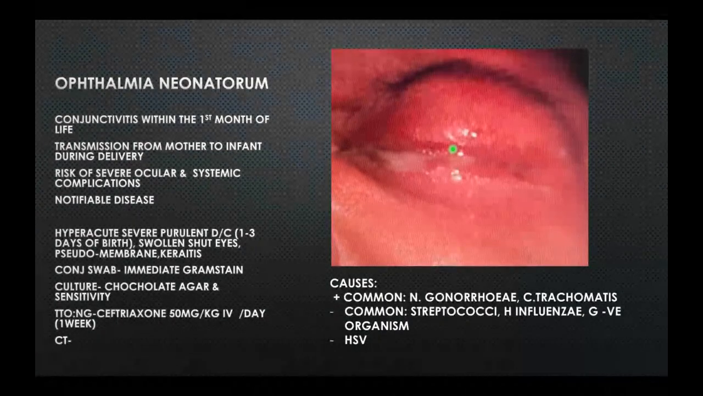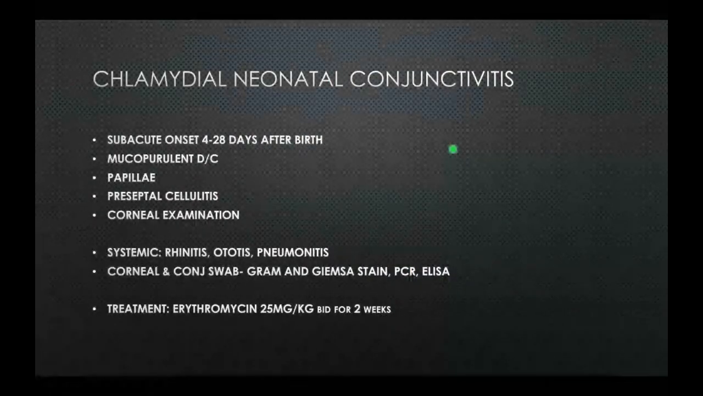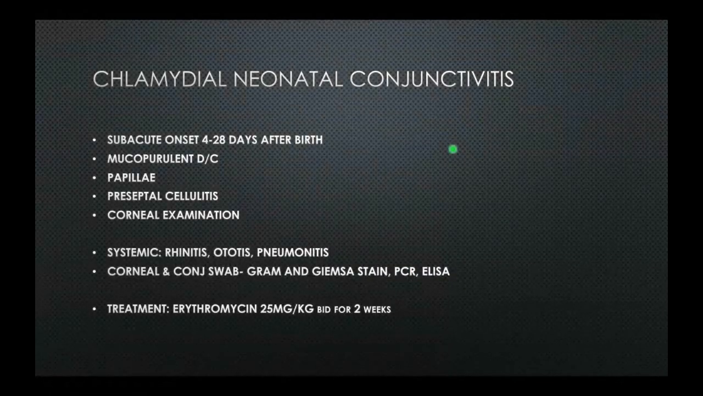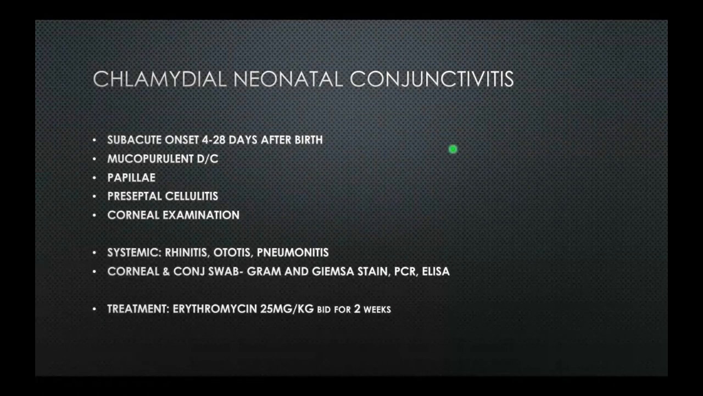All right. So there's a whole lecture on ophthalmia neonatorum, so I'm not going to go into that. I'm just going to mention the chlamydial aspect of it, where you can have a subacute onset within 4 to 28 days after birth in a neonate. And the discharge is also mucopurulent and very, very abundant.